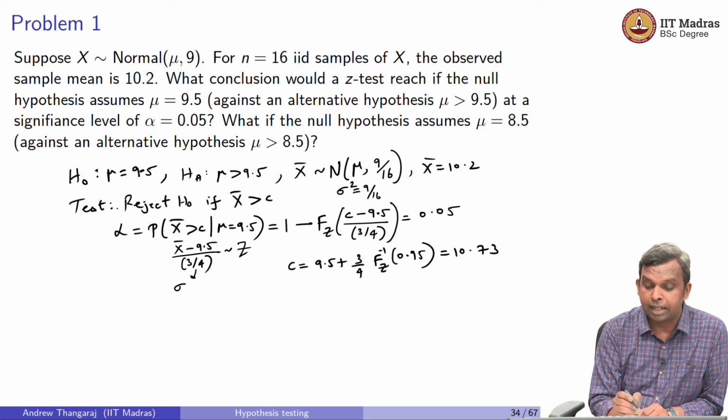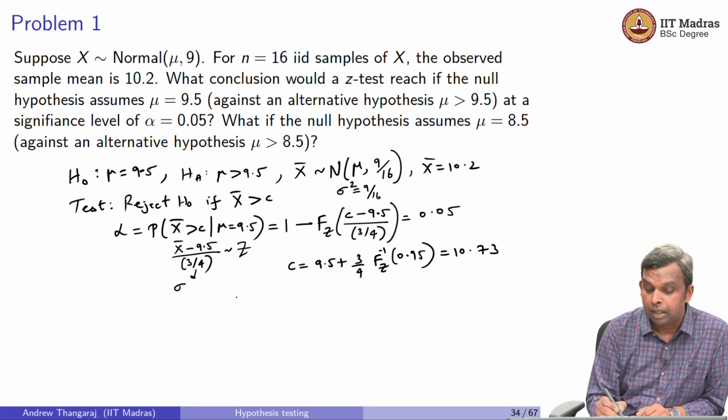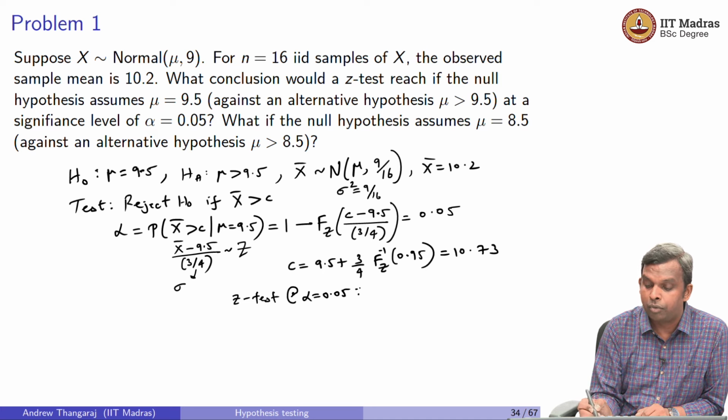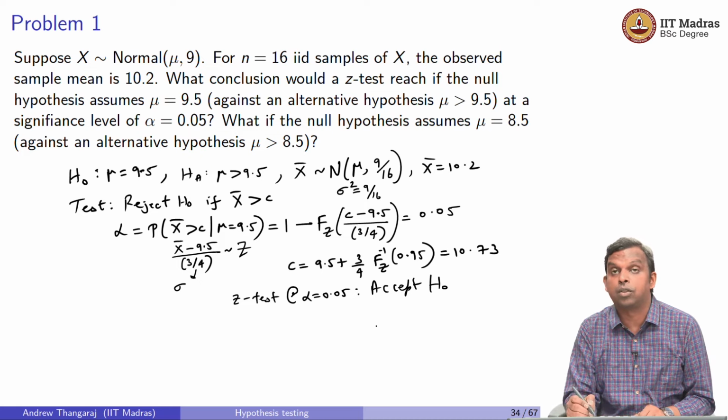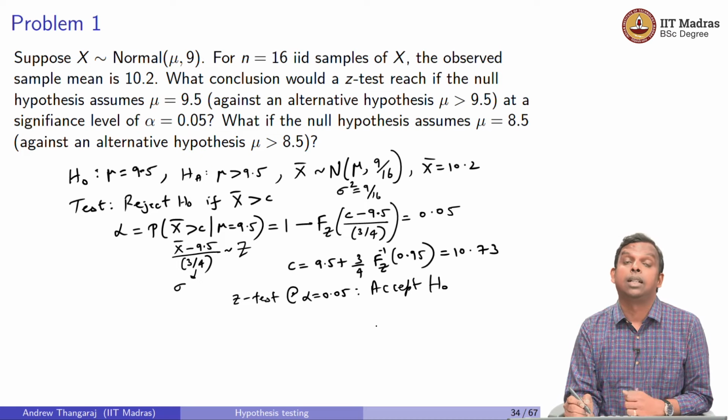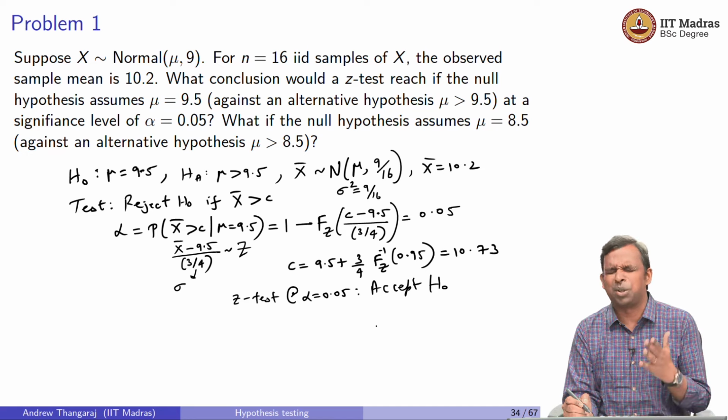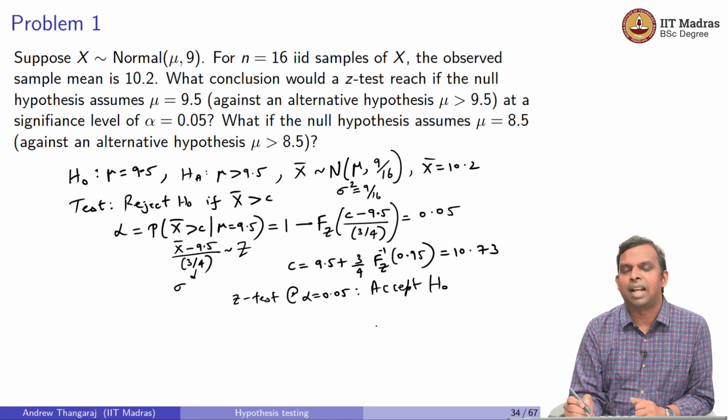So what are you going to do to the test? X bar is 10.2. It is lesser than this, so you're going to accept at alpha equals 0.05. It says accept H naught. That's what it says for this case. So you're going to conclude that the distribution mean in this case was 9.5.